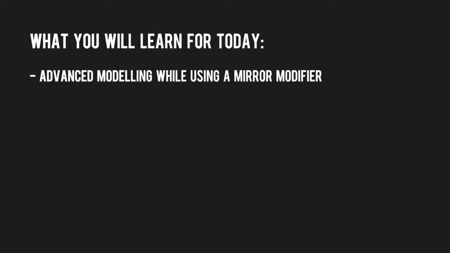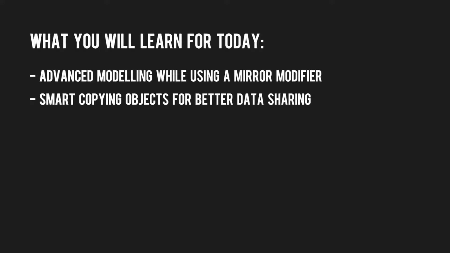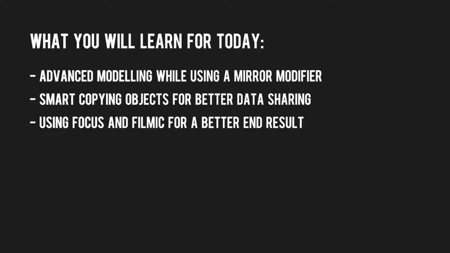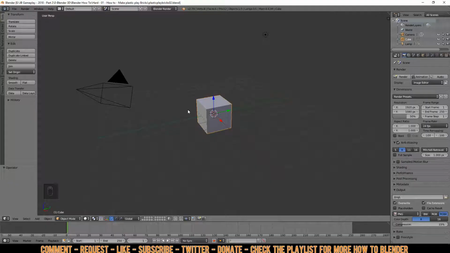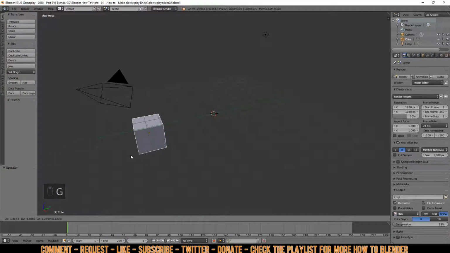Advanced modeling while using a mirror modifier, smart copying objects for better data sharing, using focus and filmic for a better end result, when to use an array modifier and when not to, and parenting objects. As always, I got a small display down here, so if I press G, it shows that I have pressed G, in case you miss something.